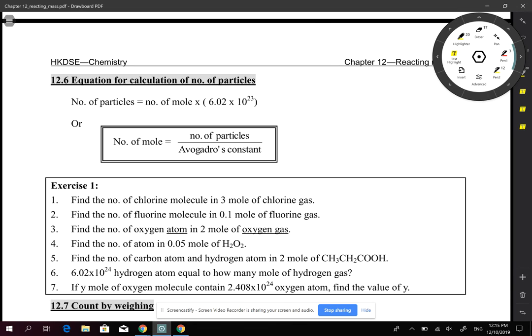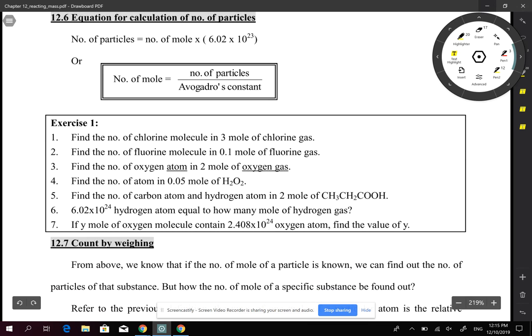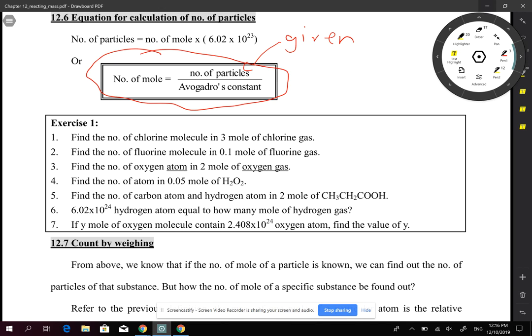So if you know the relation of number of particle and number of mole, then we can change the relations or change the calculation method. Sometimes you are asked to find out the number of mole of a particle by giving the number of particles. So like these relations. If you are given the number of particles of a specific substance, just divide the number of particles by Avogadro constant, then you can find out the number of mole of that particle.